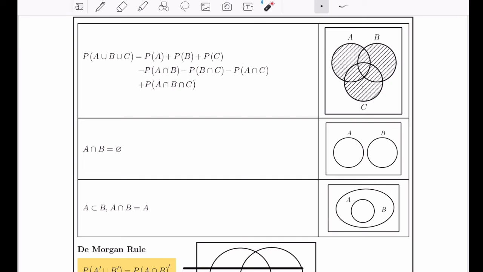Okay, what does it mean by A intersect B equals the empty set? It means there is no intersection between A and B. A is a subset of B. It also means A intersect B equals A, meaning the whole A is within event B.